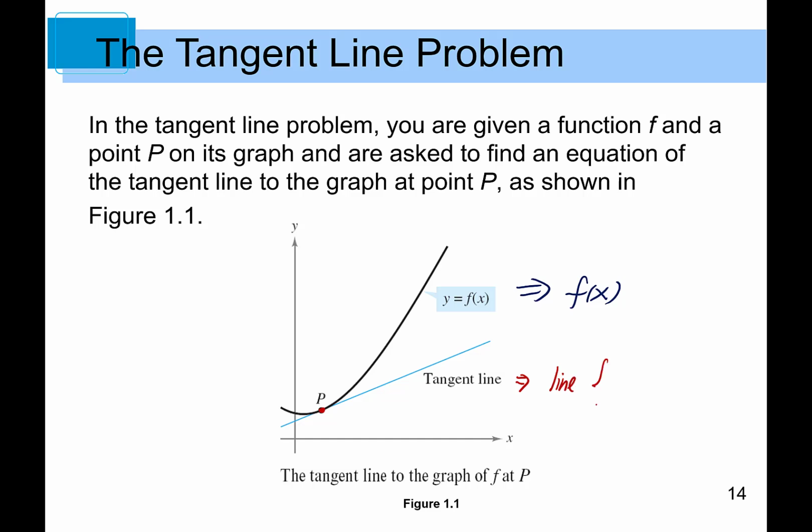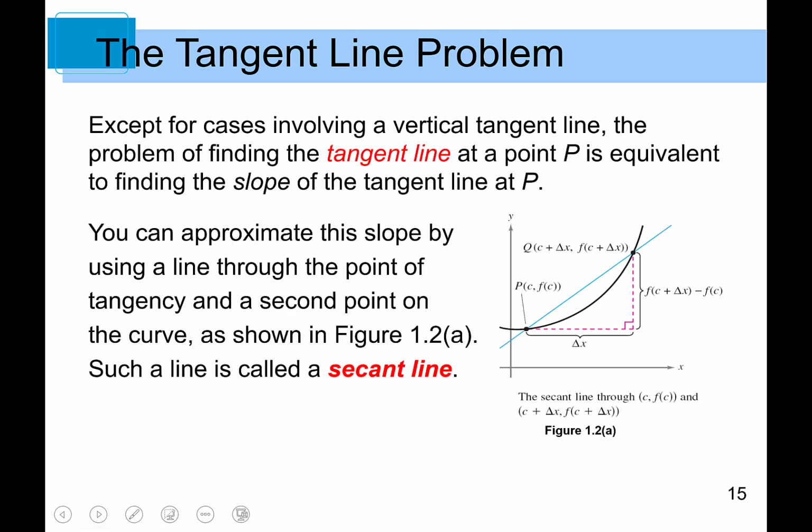So in order to find a line, you need 2 things, right? Slope and a y-intercept. So whatever you learn in the algebra course, you can apply here with a layer of limit. So this is a typical demonstration of the tangent line at a point P. Finding the tangent line at a point P is equivalent to finding the slope of the tangent line at P. As I mentioned, slope is always one of the most fundamental terms related to any line.